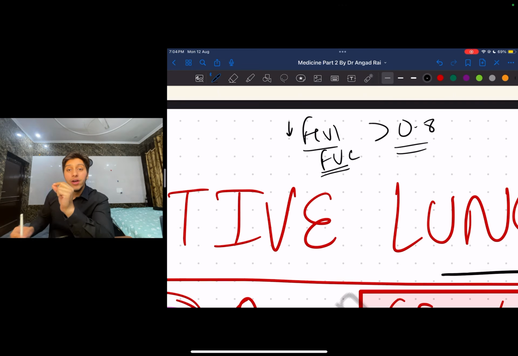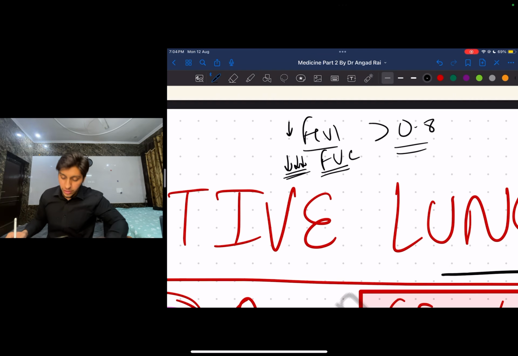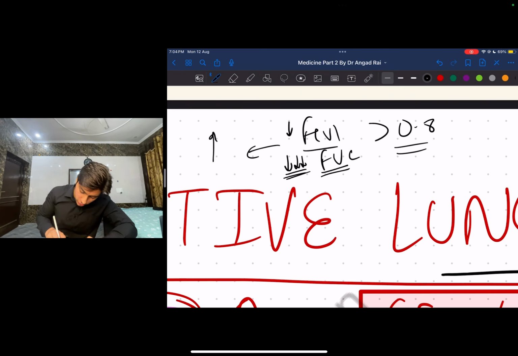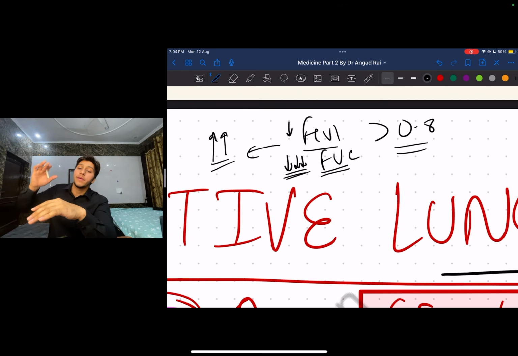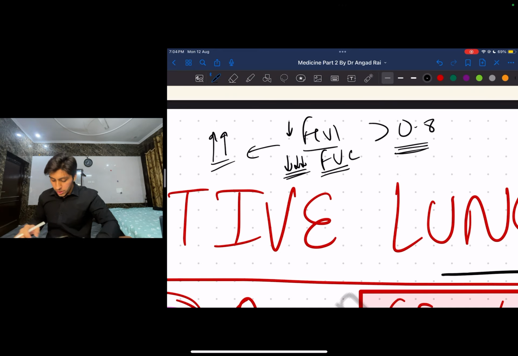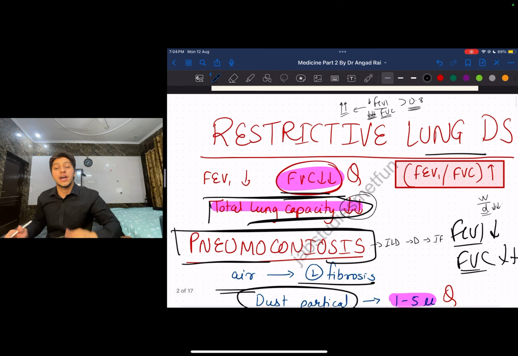Why this happens is that even though FEV1 is reduced in restrictive lung disease, the forced vital capacity is going to be reduced much more with respect to the FEV1, due to which overall the ratio is going to increase. What I said is the FEV1 is going to reduce, but the forced vital capacity is going to reduce so much that the ratio is going to increase. That is what is there in restrictive lung disease, diagnosed again by spirometry or pulmonary function test.